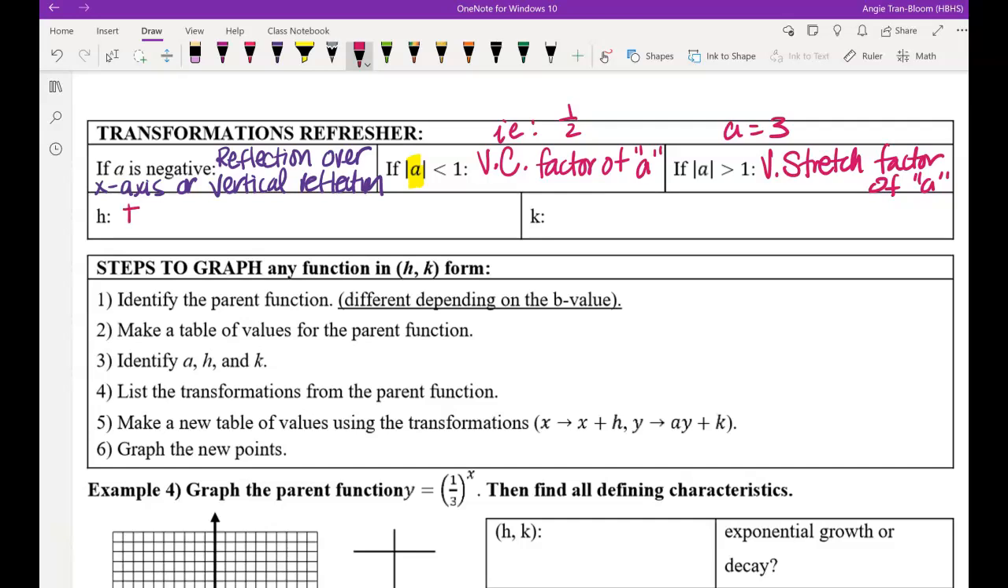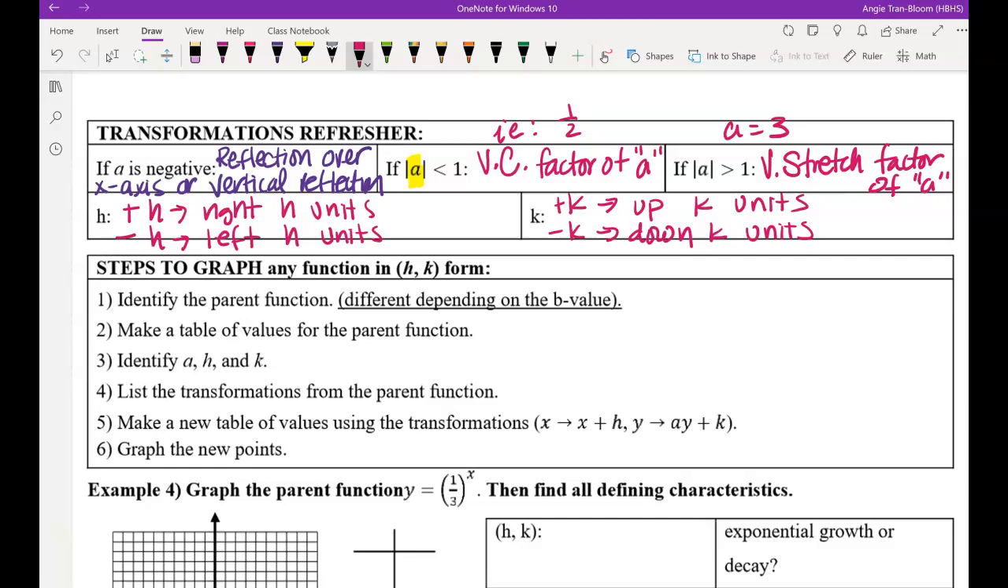H, if it's positive, we go right H units. If it's a negative H, we go left H units. These are all exactly the same. If it's positive K, we go up K units. If we have a negative K value, we go down K units.